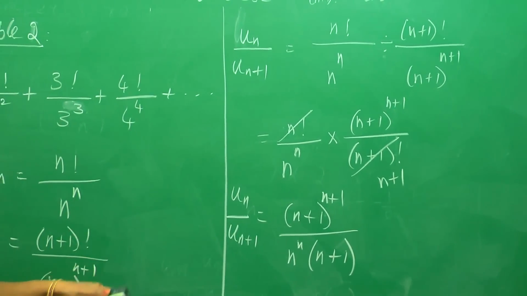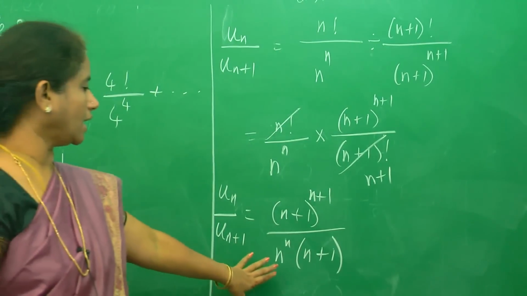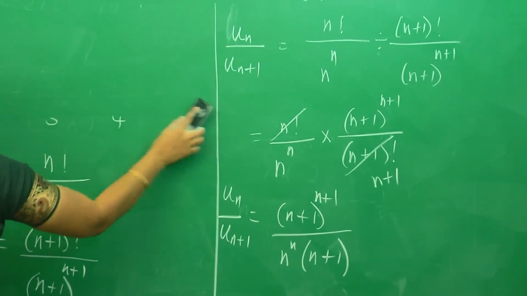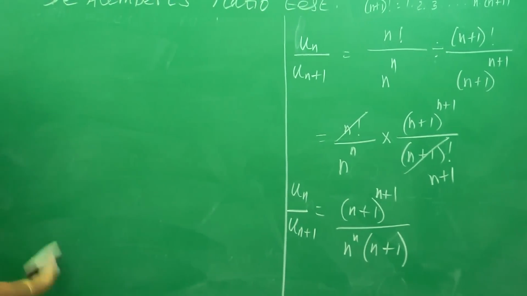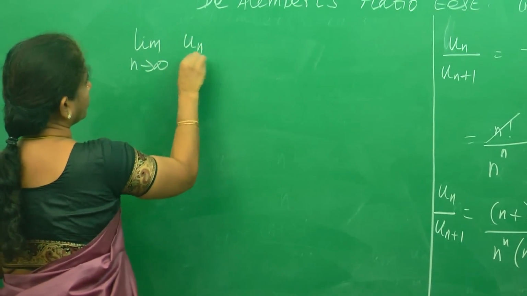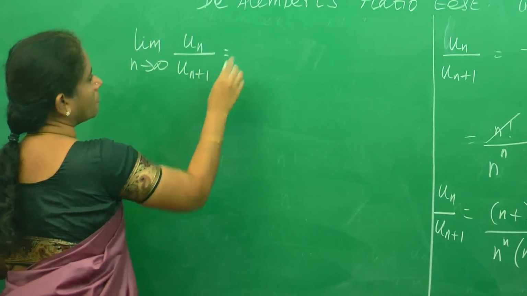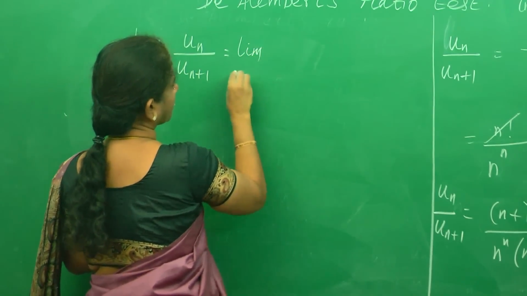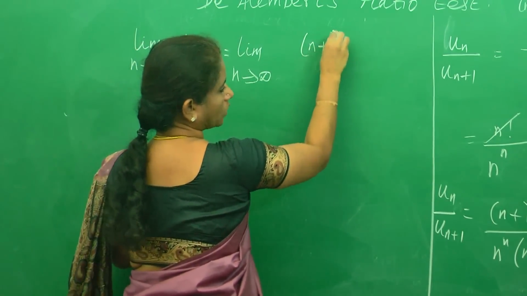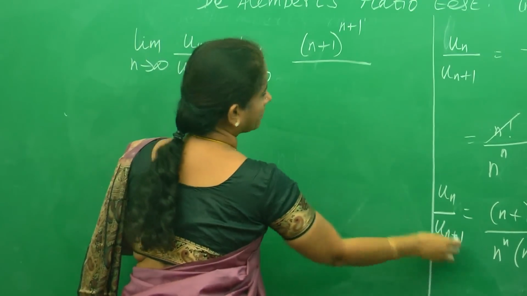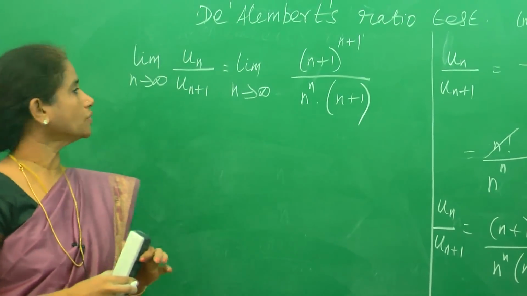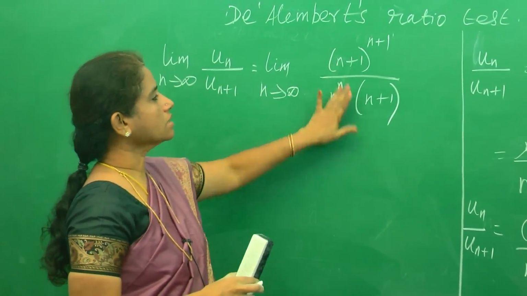Okay, once you get this value, my work is to find what happens when n tends to infinity in this case. So we are going to find limit n tends to infinity un divided by un plus 1, which is nothing but limit n tends to infinity. I am just going to copy this, n plus 1 power n plus 1 divided by n power n into n plus 1.